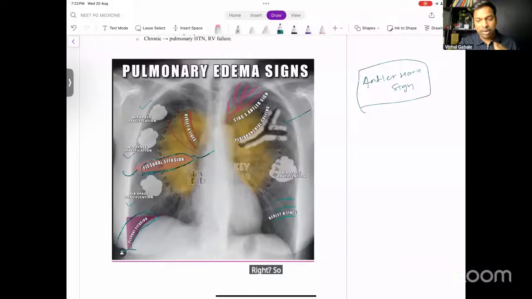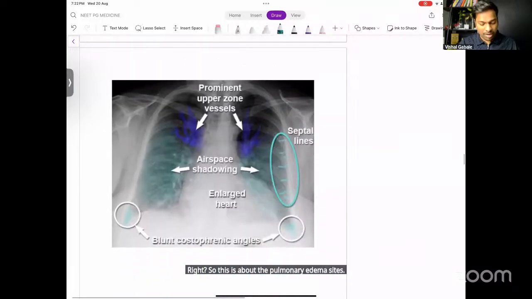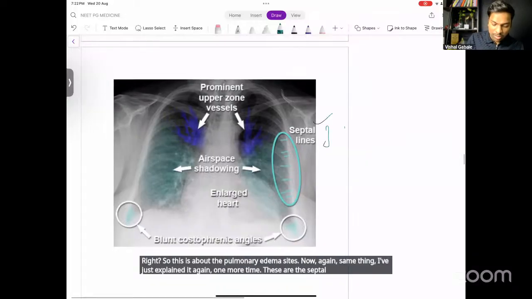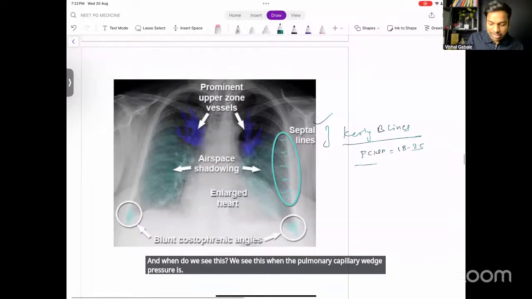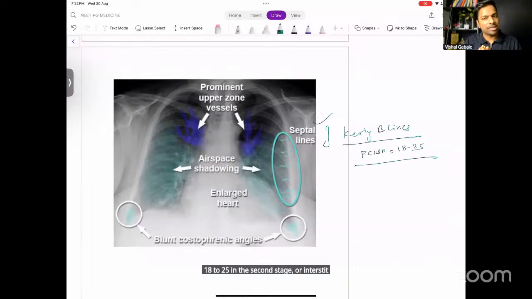Right? So this is about the pulmonary edema signs. Now, again, same thing, I've just explained it one more time. These are the septal lines, also called Kerley B lines. Okay, Kerley B lines. And when do we see this? We see this when the pulmonary capillary wedge pressure is 18 to 25, in the second stage, the interstitial edema stage, right?